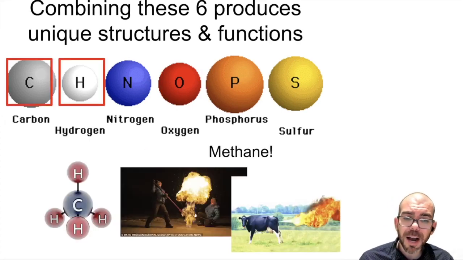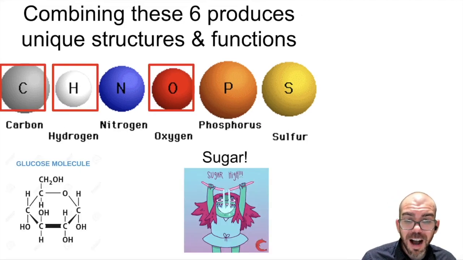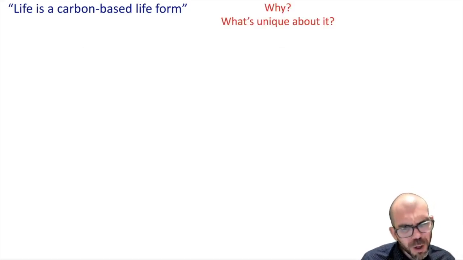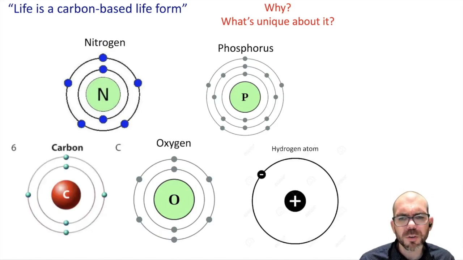If I take carbon and hydrogen, I can get methane, a hydrocarbon that is highly explosive. And if I take carbon, hydrogen, and oxygen, I get sugar, a carbohydrate, the molecule that's used as energy in virtually all living things. You may have heard the phrase that life is a carbon-based life form. Hopefully you've thought about that. Why? Why are we carbon-based? Why aren't we nitrogen-based or phosphorus-based or oxygen-based or hydrogen-based? What is so unique about carbon?